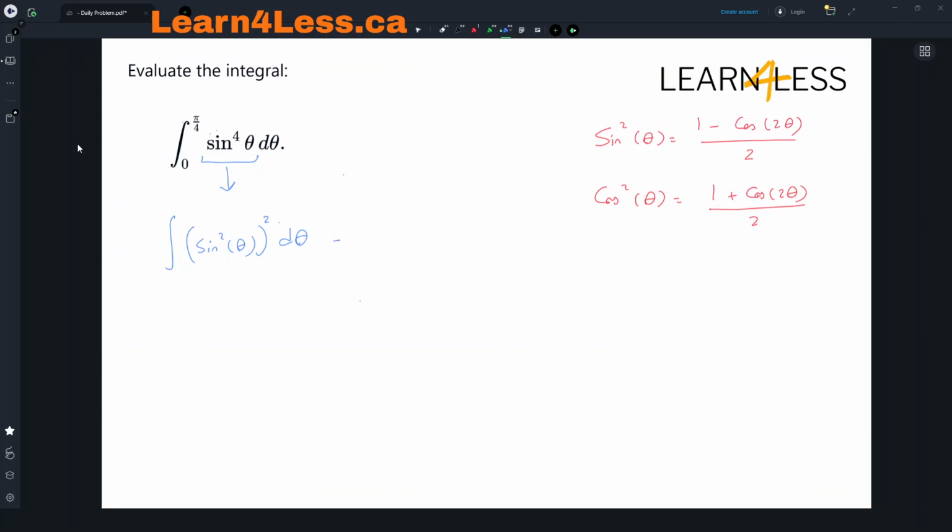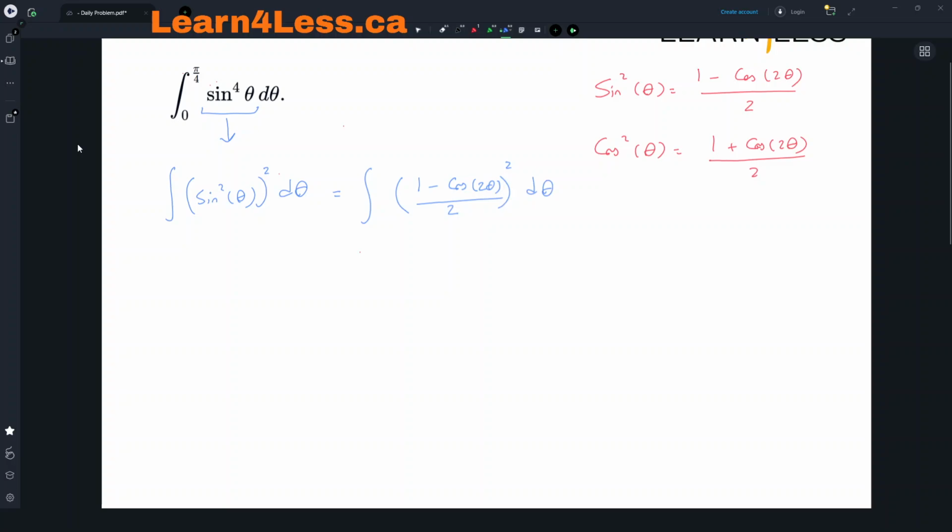So basically we can write that as the integral of that part squared d theta, which is 1 minus cosine of 2 theta over 2. And now, because we have a numerator and a denominator, all of them to the power of 2, we can raise each of them separately to the power of 2. So we can write it as 1 minus cosine of 2 theta squared over 2 squared, which is simply 4.